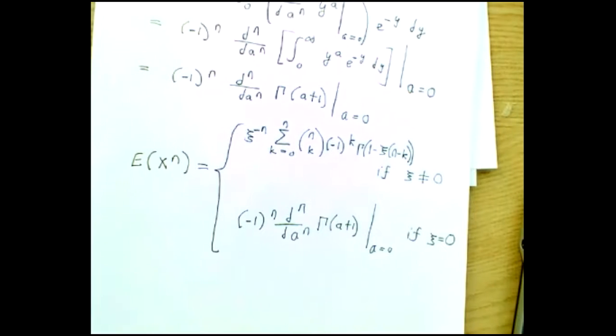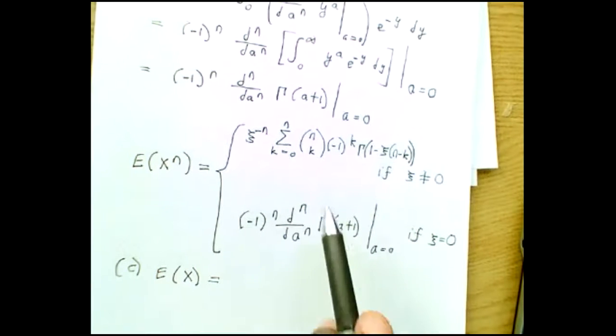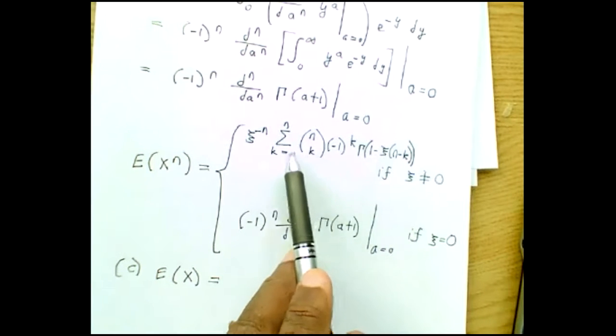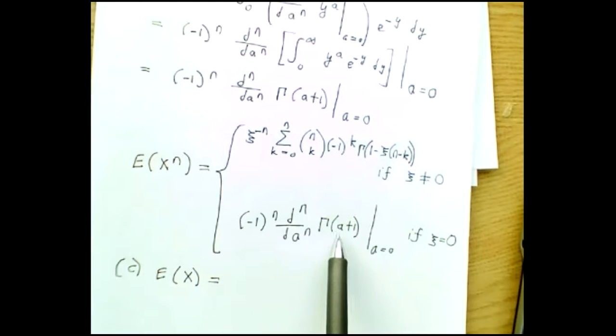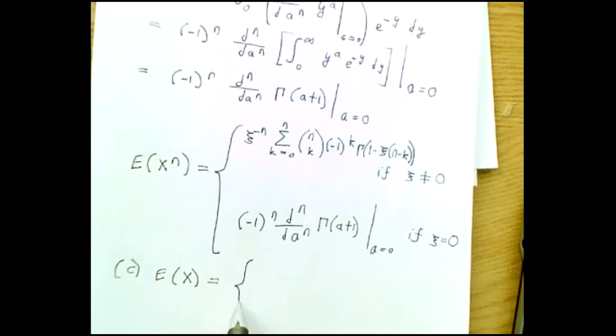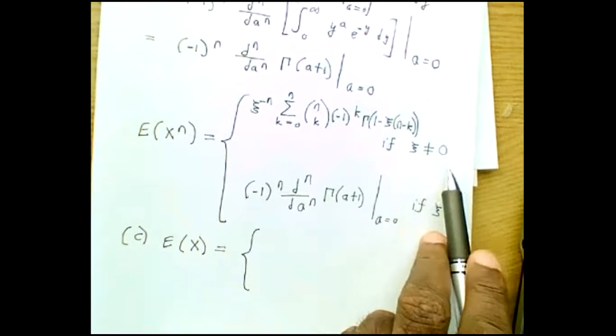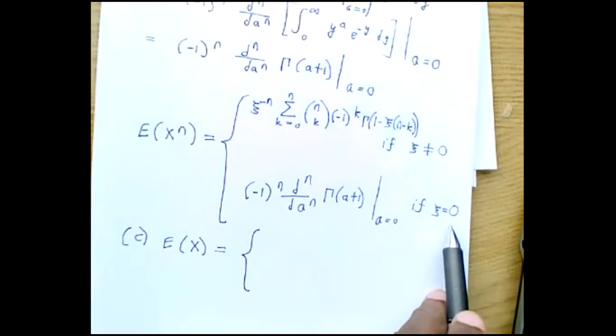Now part C is asking you for the mean, the expectation of x. Remember the mean is the same as the expectation of x, right? So to find the mean, all you have to do is put n equal to 1 into this and n equal to 1 into this. If you do that, you will get two different answers, one in the case where psi is not equal to 0, one in the case when psi is equal to 0.